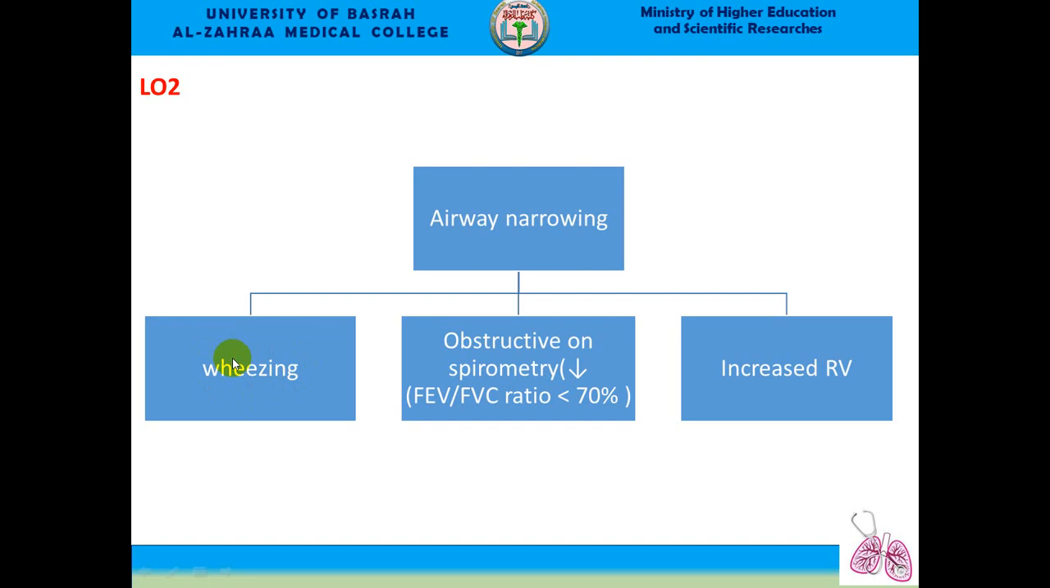And by wheezing, we mean the musical sounds that we hear in people with bronchial asthma, like this. So during expiration, usually a patient with asthma will have wheeze. And also on respiratory function test, we will see an obstructive pattern on the spirometer, which is characterized by a ratio of FEV1 over FVC of less than 70%. And because the patient will be unable to exhale or to take the air out of the lung, there will be trapping of air inside the lung because of this bronchoconstriction, and this will result in an increase in the residual volume of the lung.